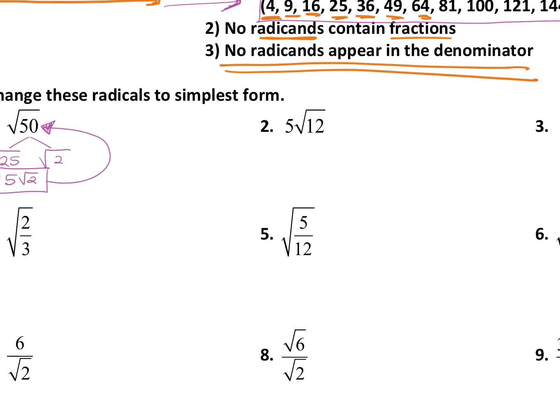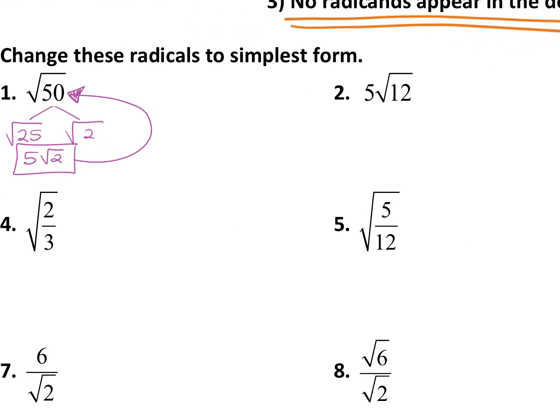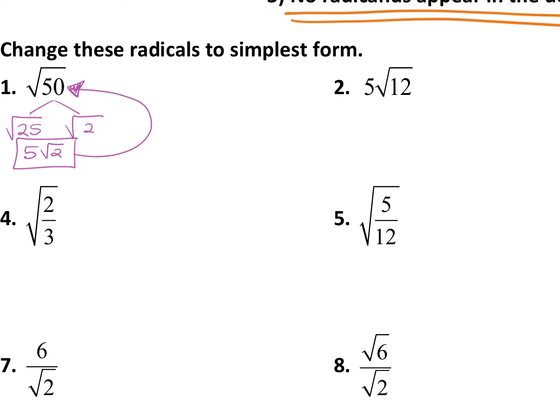Okay, so moving on. Then you look at something like this. So the 5 is outside the radical. That's not the square root of 5, right? That's just the number 5.